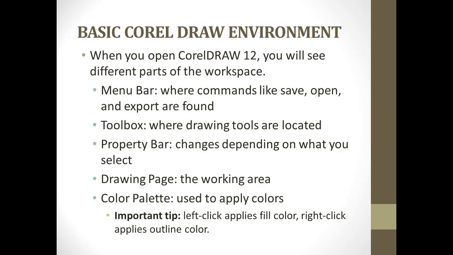Take note, important tip: when you want to color an object, objects have edges and they also have the main body of the object. So when you select an object and go to the color palette, if you left click, you are doing a fill color. That means you are coloring the body of the object. But if you right click on any color, you are coloring the edges or the outline of the object. So it's an important tip. When you want to color, if you left click, you are coloring the body of the object, but if you right click, you are coloring the edges or the outline of the object.